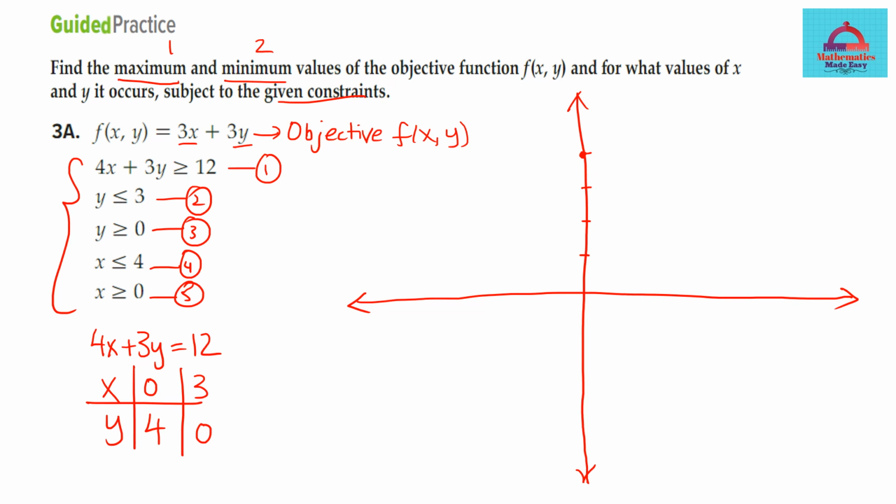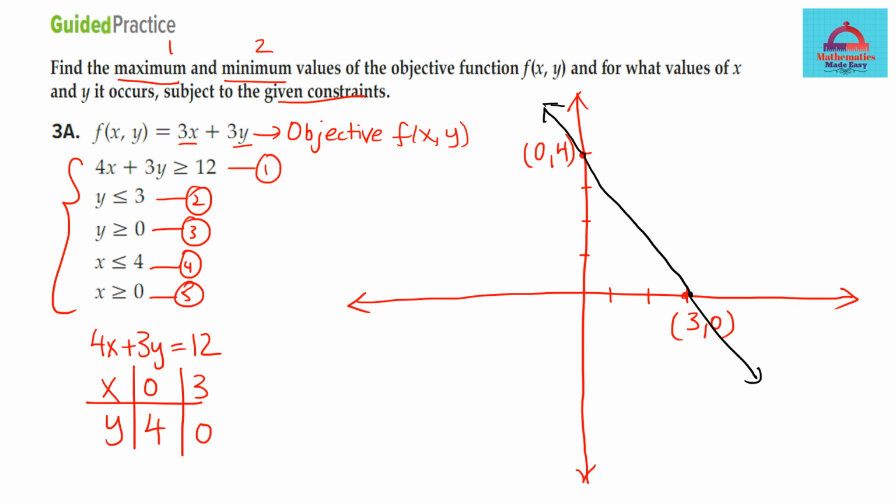And then this point I can mark also, 0, 4, first point, and then 3, 0 on the x-axis, 1, 2, 3. So this is point 3. Now I join these 2 points with a straight line, and then extend it in both directions. So this is my straight line.